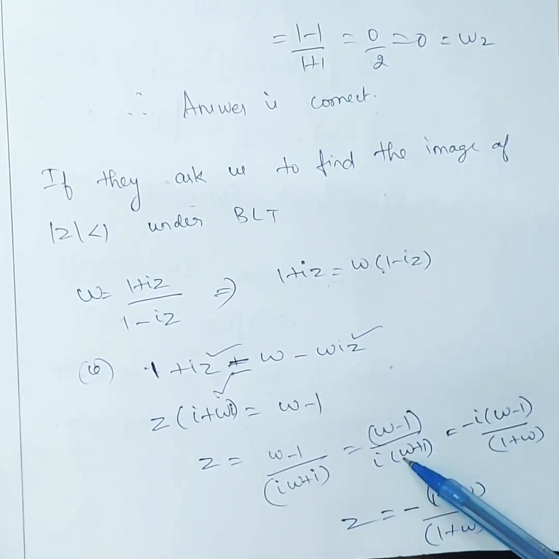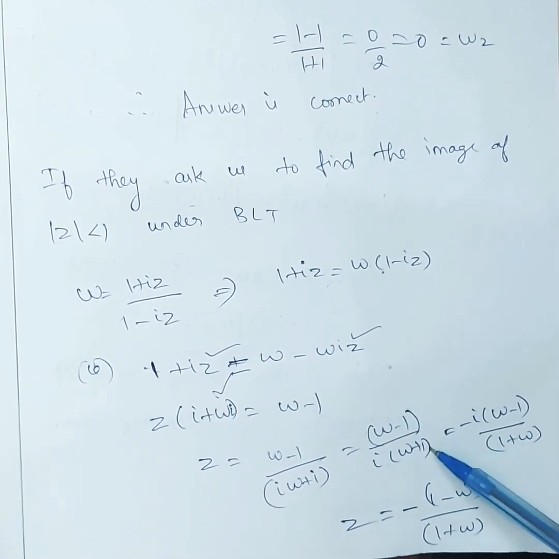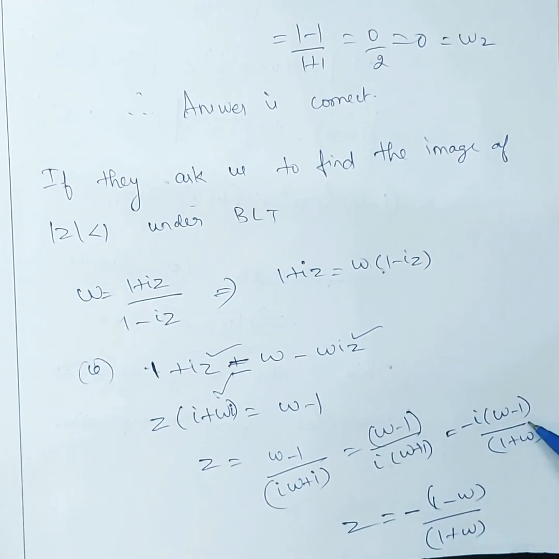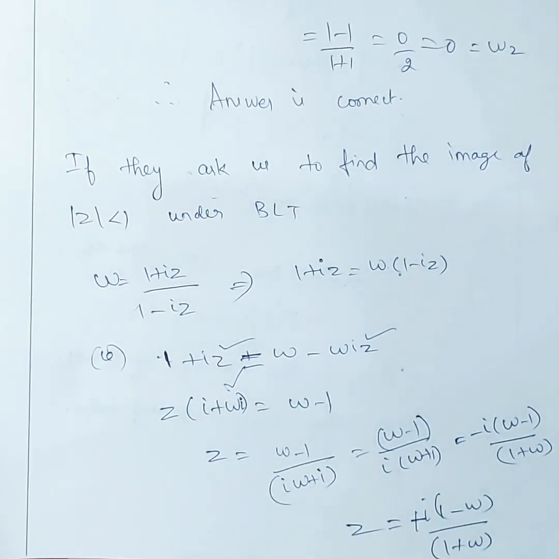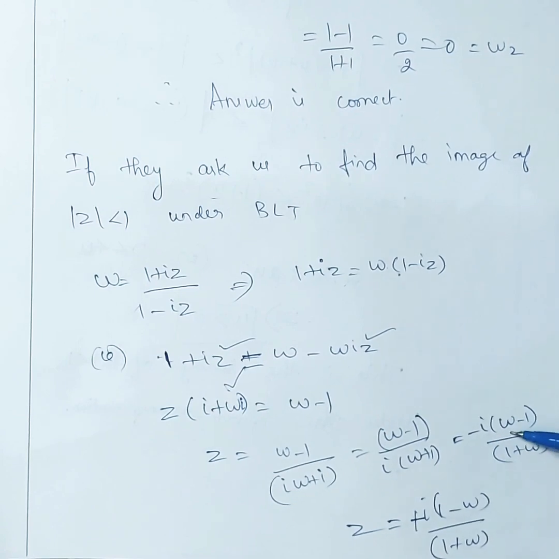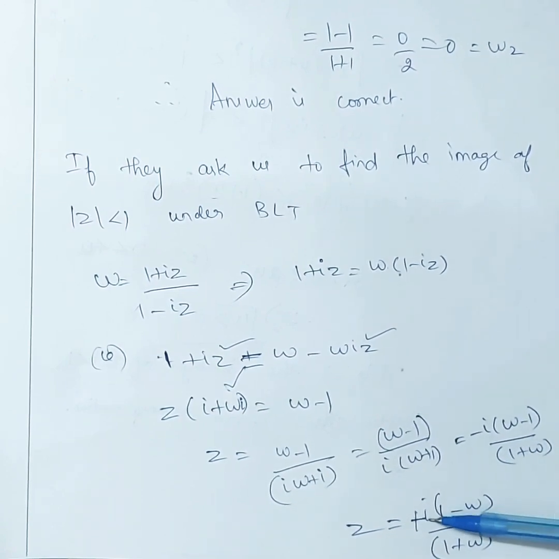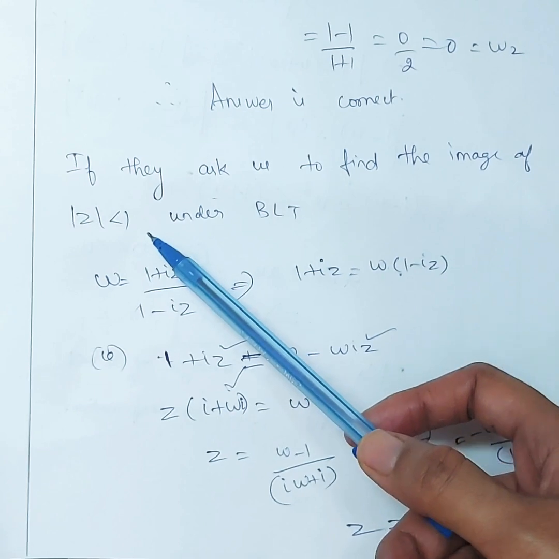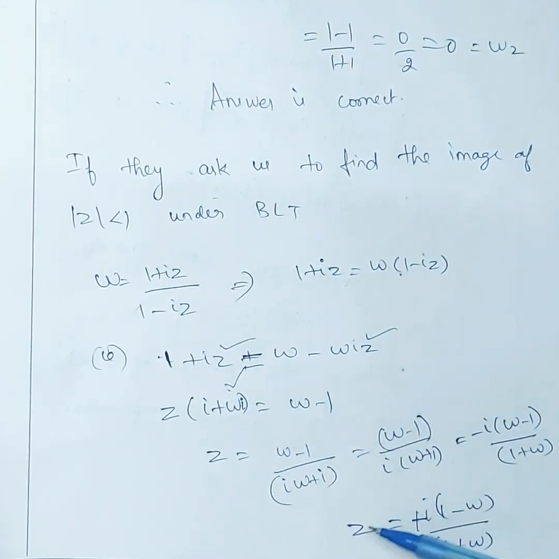You can take i common. So w minus 1 by w plus 1. 1 by i is minus i. This minus you can take it inside. Okay. So minus of, yes, since you have taken minus inside, so w minus 1 will become 1 minus w and you will get plus i. So you have just rewritten z in terms of w. Why? Because in your question they asked what is the transformation under mod z less than 1.